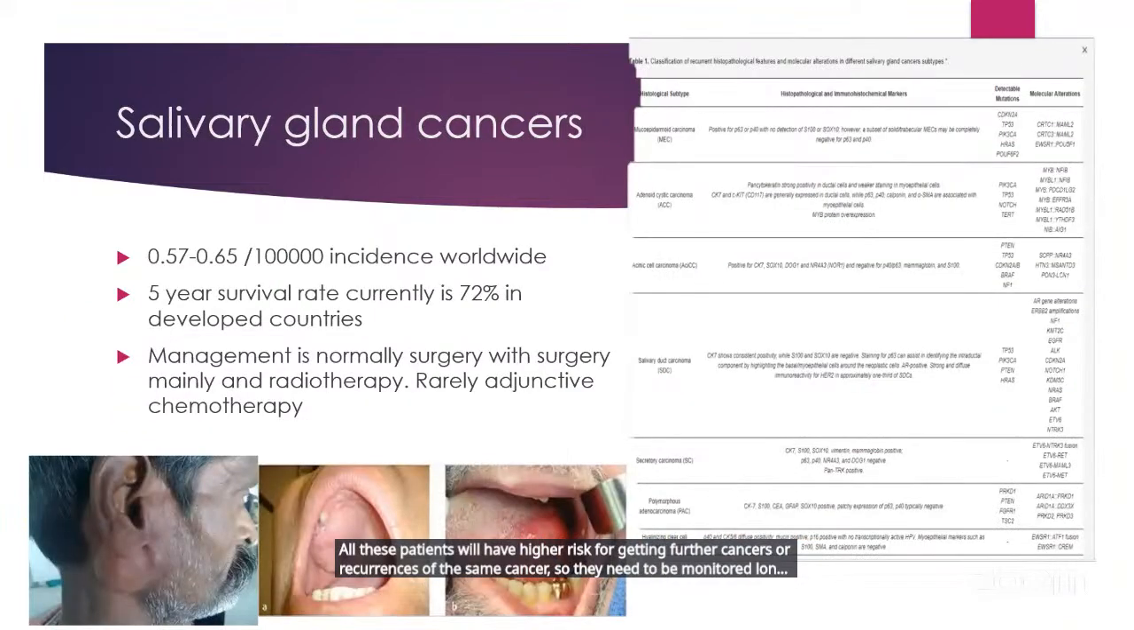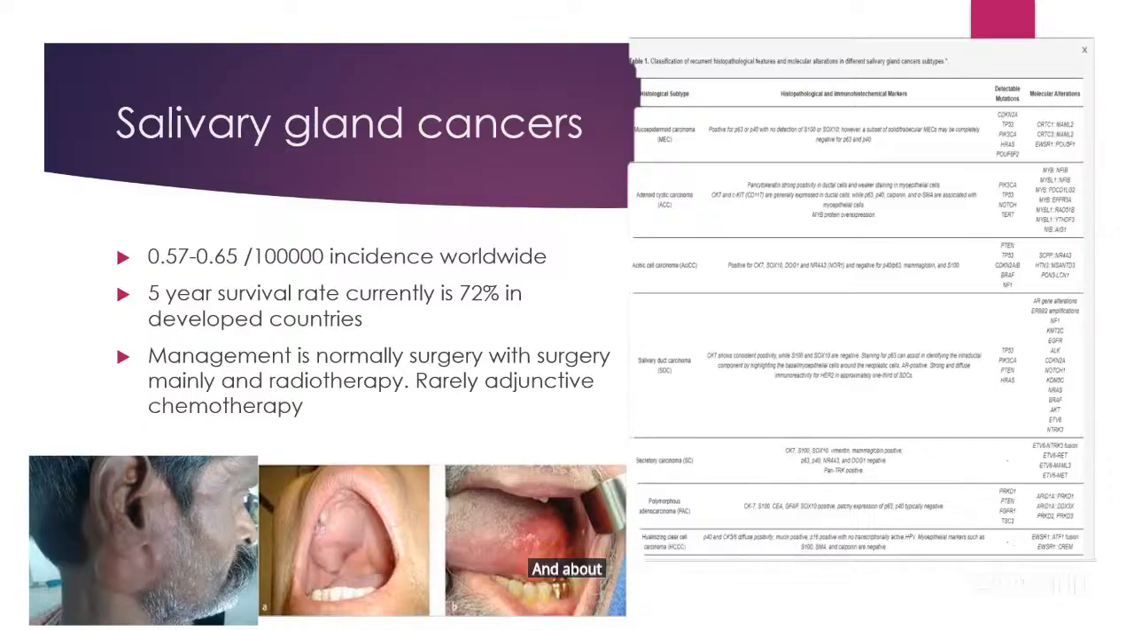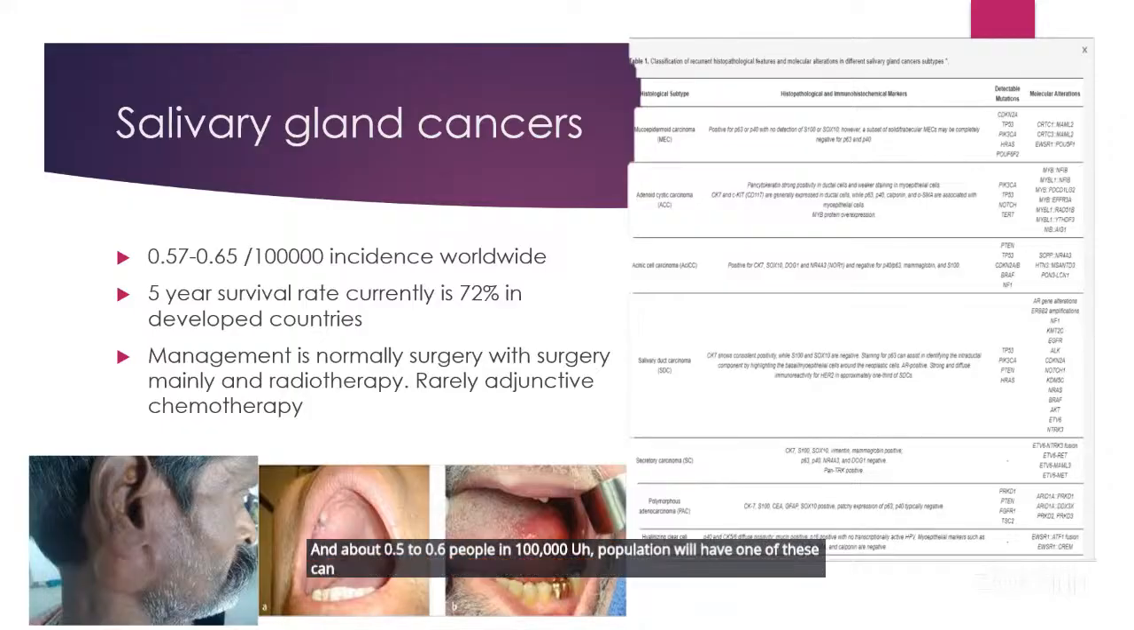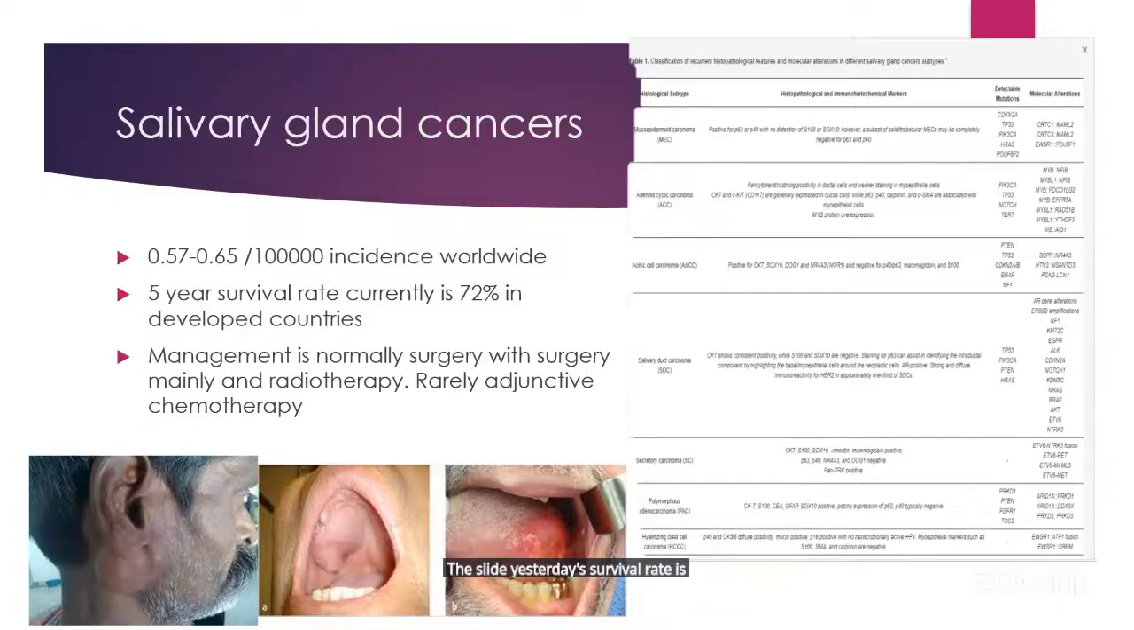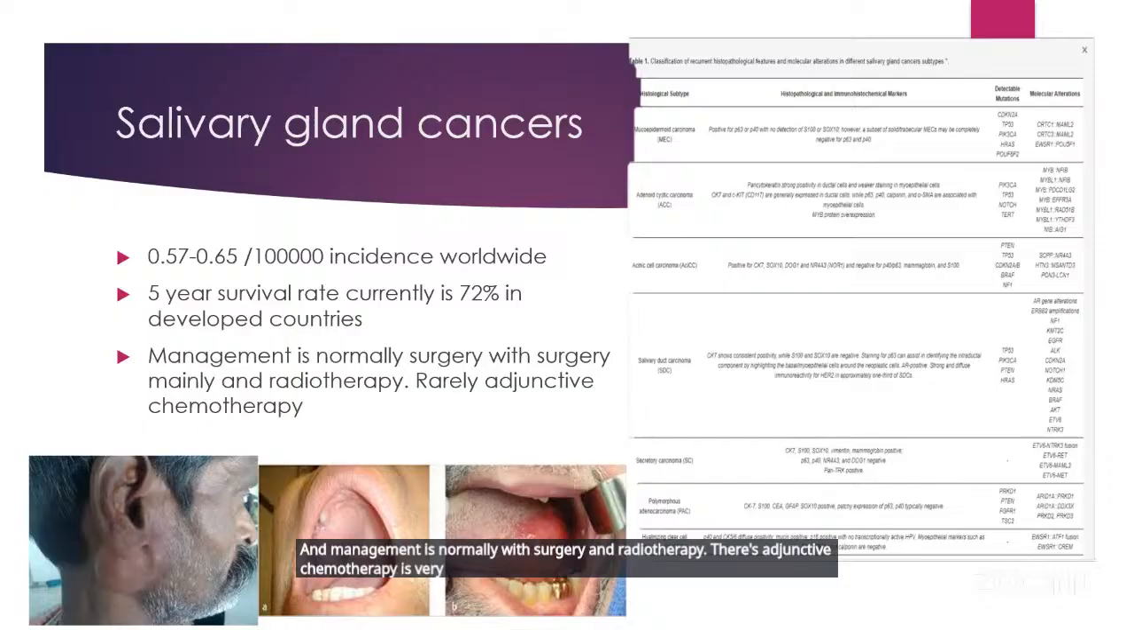Other cancers that you will get in the head and neck include salivary gland cancers as the next most common, and about 0.5 to 0.6 people in 100,000 population will have one of these cancers per year. The 5-year survival rate is better, 72% in developed countries, and management is normally with surgery and radiotherapy. Adjunctive chemotherapy is very rarely used and mainly in research settings at present.